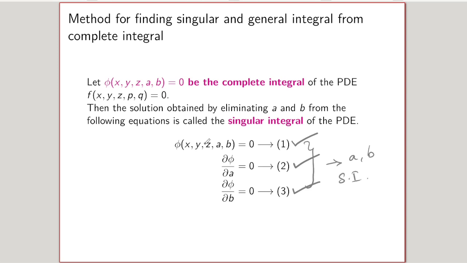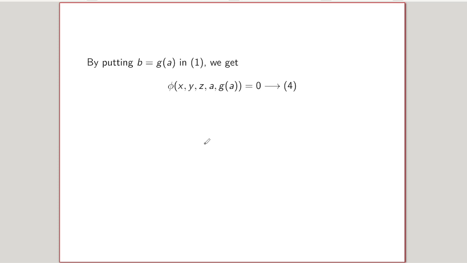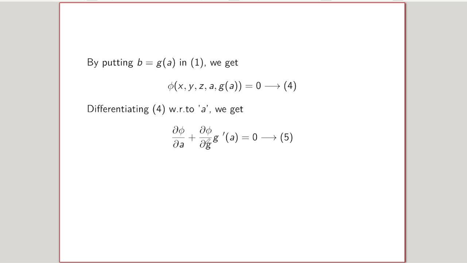Then we will obtain the singular integral. And next one, obtaining the general integral. Observe that there are two arbitrary constants given in the complete integral. So what we are going to do is name this other constant as some function of the previous constant a. So observe that in this equation 4 there is only one arbitrary constant. In the next step, I am going to differentiate this with respect to a. So I'll get dou phi by dou a, and observe that this function phi is dependent on g and g is dependent on a.